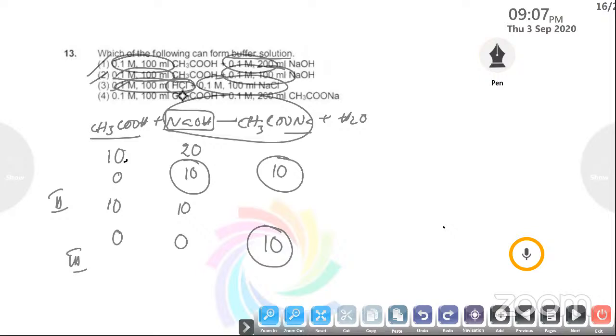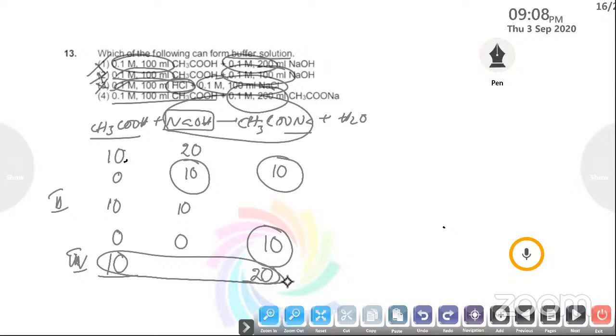Next, we are left with the fourth option. So you are having 0.1 M 100 ml acetic acid. So in case 4, it is 10 millimoles of acetic acid, and we are having 0.1 M 200 ml sodium acetate. So this is 10 millimoles of acetic acid and 20 millimoles of sodium acetate directly given. So this is a combination of a weak acid and its salt with a strong base. So this combination is a buffer solution. It's a very basic and simple question. So in the first 3 options, it can't be a buffer solution. In the fourth case, it is a buffer solution.